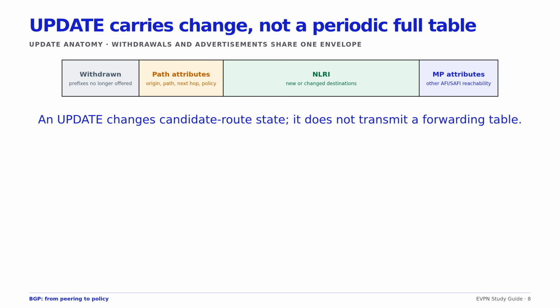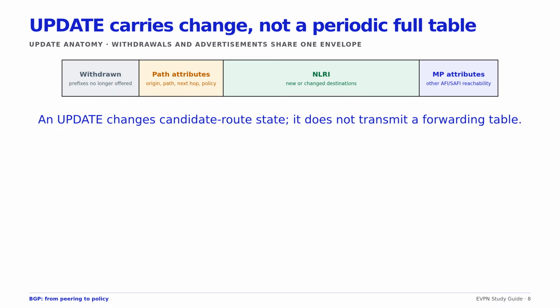An update message can withdraw destinations, advertise destinations, or do both. In the base IP version 4 format, it begins with withdrawn routes length and withdrawn prefixes, continues with total path attribute length and the attributes, then ends with advertised network layer reachability information. An advertised destination inherits the attributes carried in that update. A withdrawal says the previously advertised path is no longer available. It does not need the old attributes repeated.